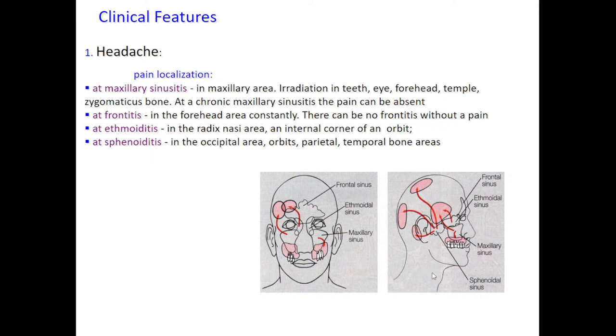And in sphenoid sinusitis, the pain may be very different. It may irradiate to the orbit, the temporal zone, parietal zone, occipital zone. But more common in the case of sphenoiditis is pain irradiation to the occipital region and the eye.